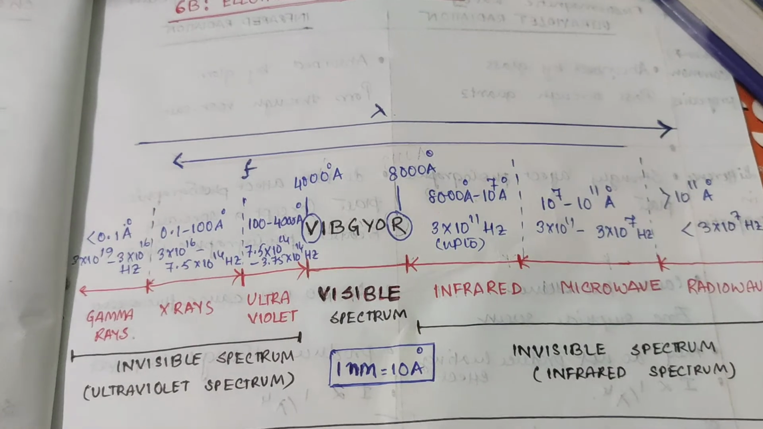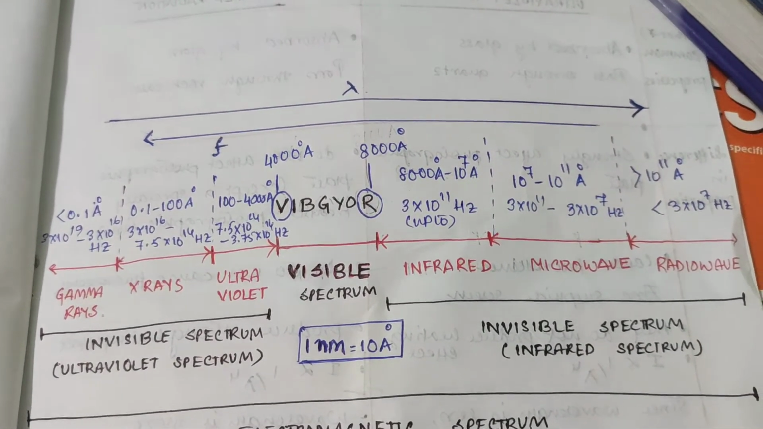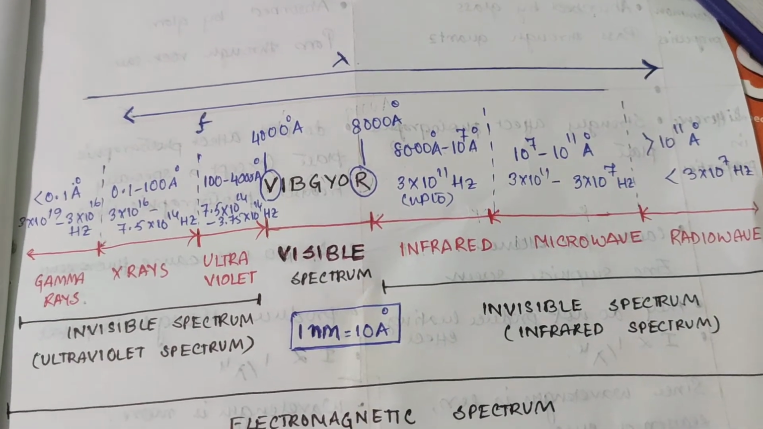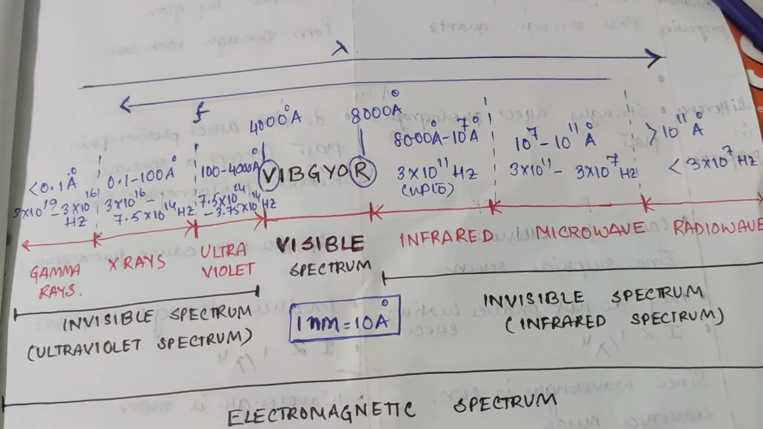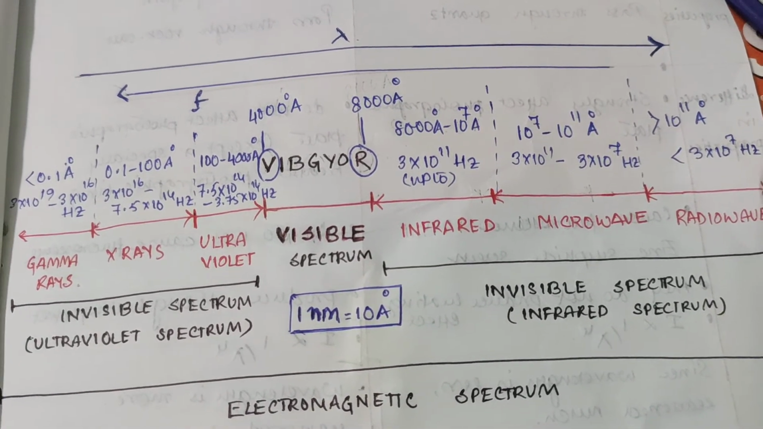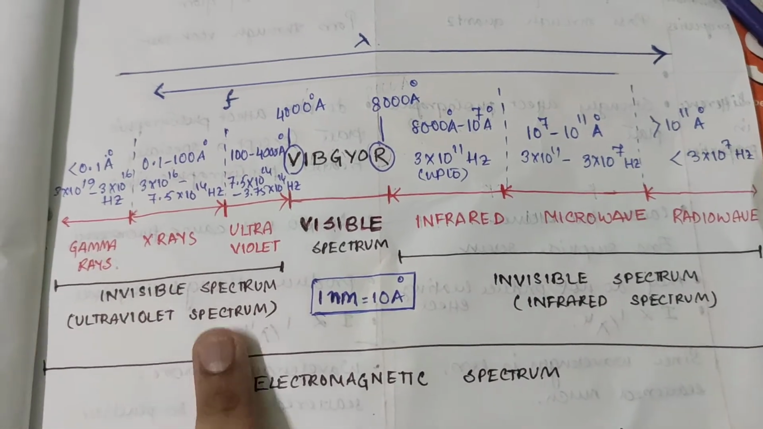Now from this portion, you can also get questions like arrange ultraviolet, infrared, microwave in the increasing order of wavelengths or decreasing order of wavelengths. You can be asked questions like this also. So you have to remember this order.